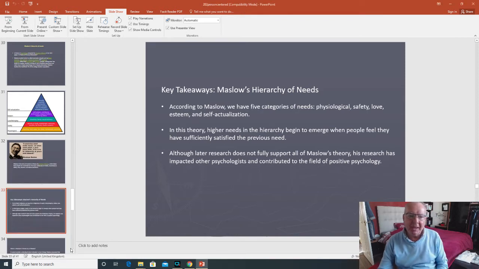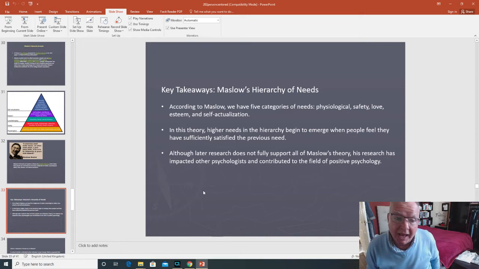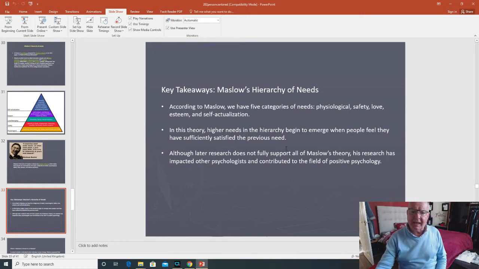So back to it. According to Maslow, these are the key takeaways, or the key points, if you like, of Maslow's hierarchy of needs. We have 5 categories of needs: physiological, safety, love, esteem, and self-actualization. In this theory, higher needs in the hierarchy begin to emerge when people feel they have sufficiently satisfied the previous needs. And like we're seeing at the moment, this is cyclic. It doesn't run in a straight line.